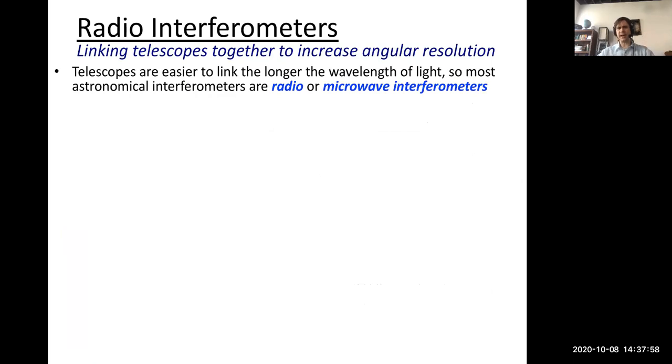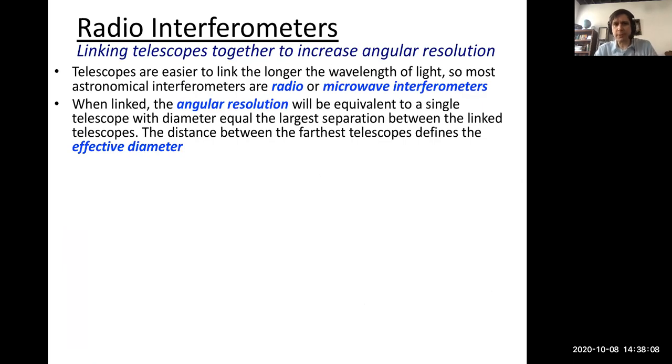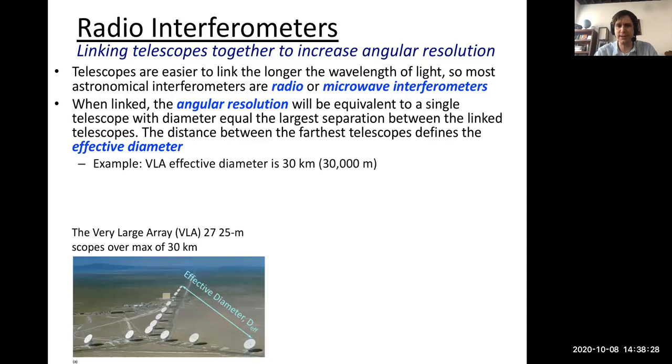So let's look at how these actually work. How do these radio or microwave or even infrared interferometers work? Remember that we're linking them together to get a better angular resolution. And we're going to create an effective diameter, which is going to be equal to the farthest distance between any two telescopes in the array. That will determine our effective diameter. And I'm going to show you this with a graphic on the next slide.